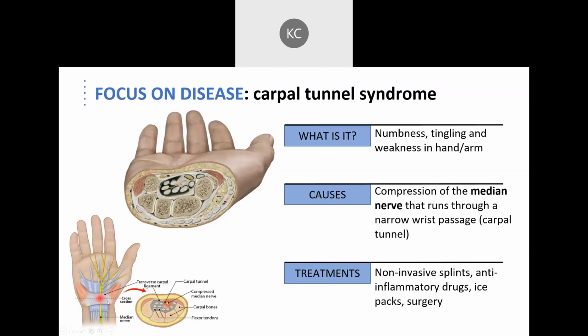This ligament here is called the transverse carpal ligament, sometimes referred to as the flexor retinaculum. So that's this one here. There's also this one here that you see in this image. This can be cut, and by cutting it, it relieves the pressure that is being put on these tendons as well as the median nerve, and that helps to reduce the symptoms associated with carpal tunnel syndrome and the compression of that median nerve.